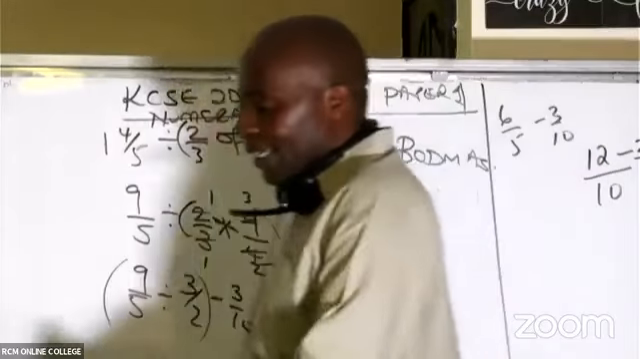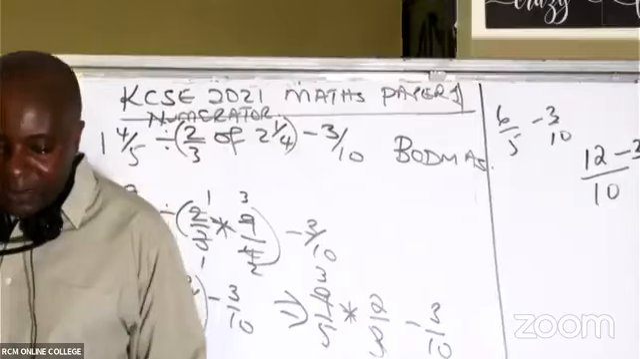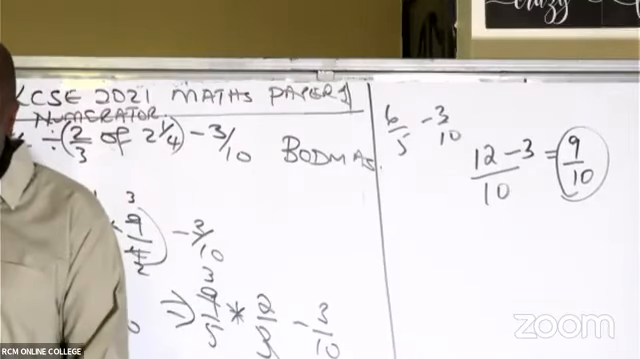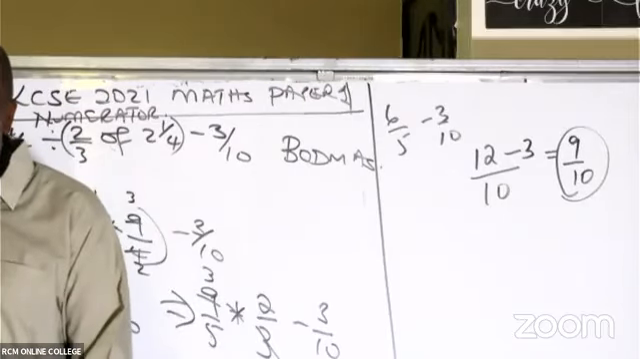Is there anybody who was able to get 9 over 10 for the numerator? Peter Rooney, were you able to get 9 over 10?